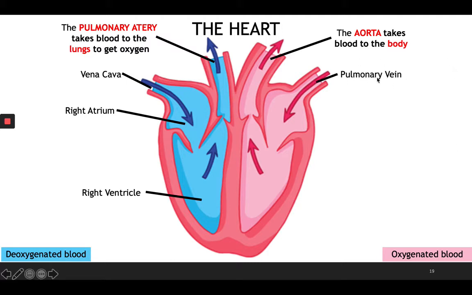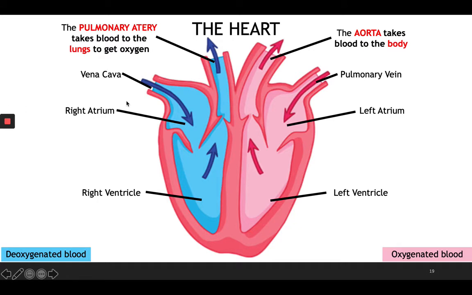So here we get all of that nice oxygen-rich blood coming from the lungs into here, and the aorta takes it to other parts of the body. And you get your left atrium and your left ventricle. So I'd like you to copy that diagram down. Put colour in if you can. If you can't, please don't worry about it. We just need to kind of understand how this heart works.